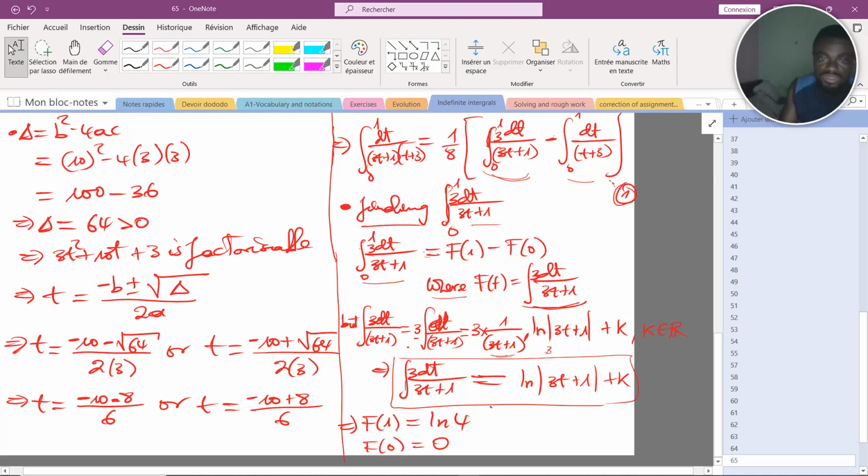Is that okay? Now, our F of 1 will be what? I will replace t with 1 here. I will have 3 plus 1, which is 4. The absolute value of 4 is 4. So F of 1 is ln of 4. F of 0 is what? When I replace t with 0 here, I will be left with ln of the absolute value of 1. The absolute value of 1 is 1, and ln of 1 is 0. So we are going to replace this F of 1 and this F of 0 inside here. So let me go to the next page.